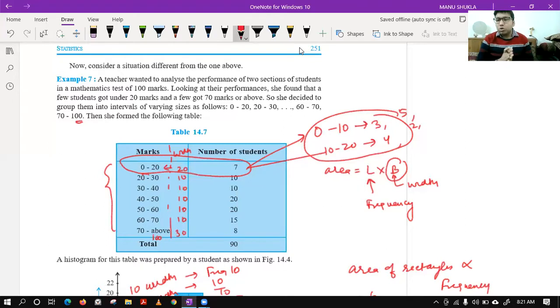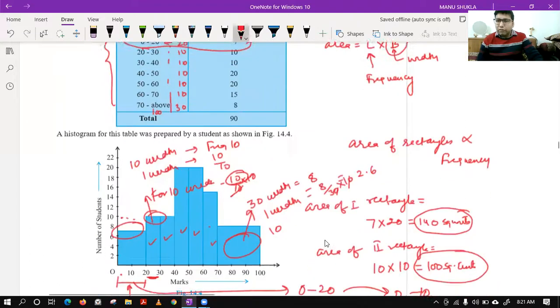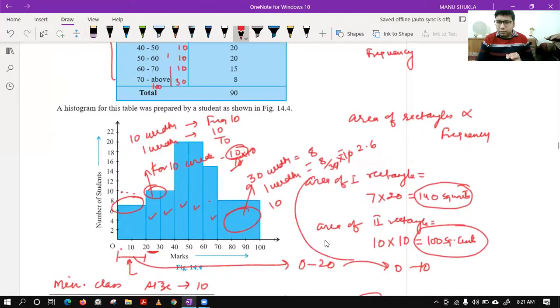That's it. So area of a rectangle is actually length into breadth. So we are not touching the breadth part. So we have to change the length part. Na? As you have seen in this first histogram, this third condition is coming wrong.